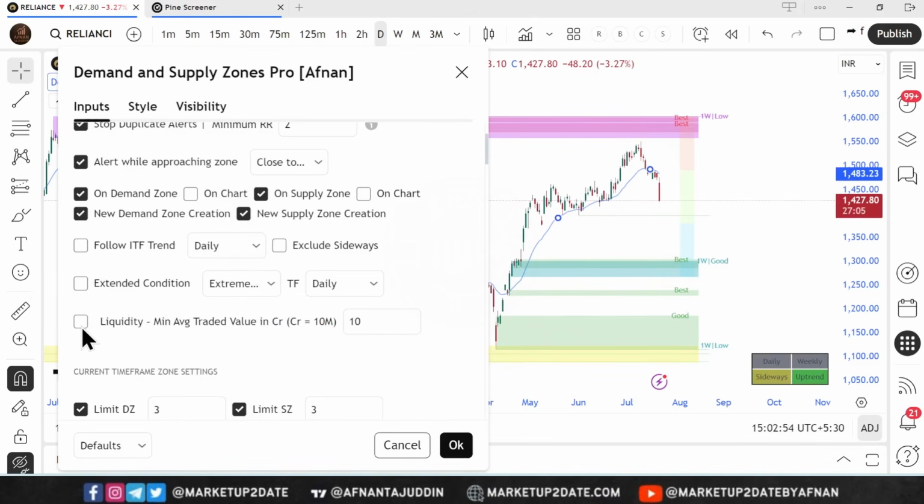Finally, there is liquidity, minimum average traded value. If you are setting alerts on a big watchlist, especially for the Indian market, this is a lifesaver.